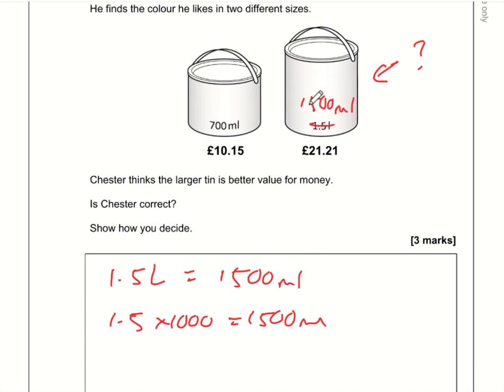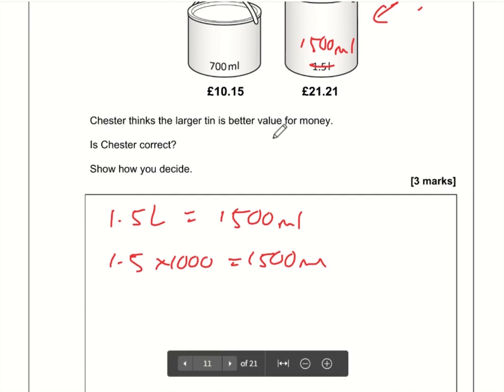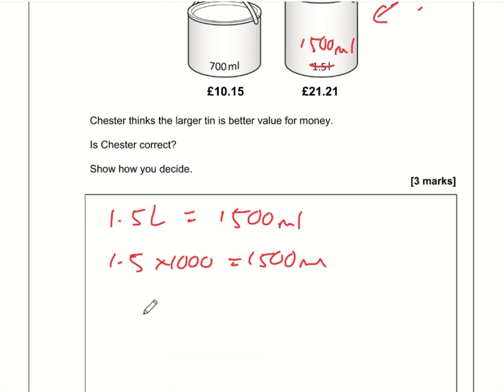Now both of these are units of 100. So what I'm going to do now is work out, well, how much is it for 100 millilitres? The £10.15 I'm going to divide by 7. So again, I'm working out what 100 millilitres is. If 700 is £10.15, then 100 millilitres is £10.15 divided by 7, which is £1.45, and that is per 100 millilitres.